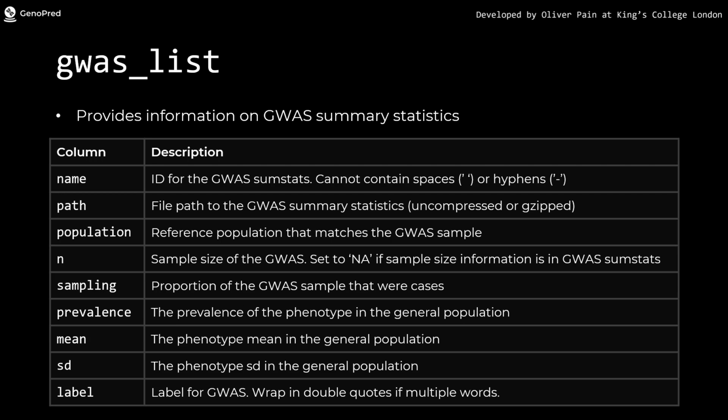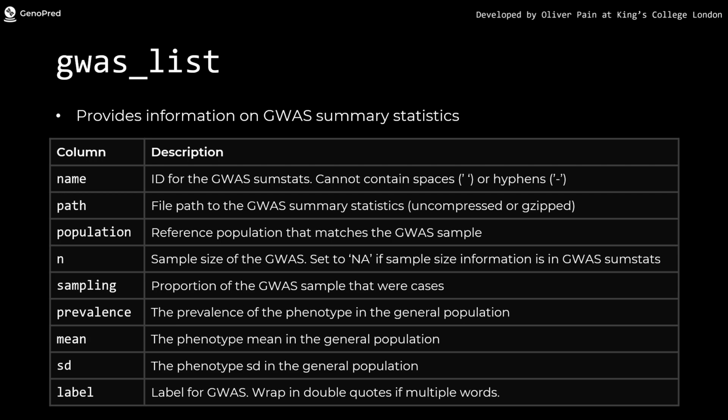Then we have sampling and prevalence, which are used for GWAS of binary outcomes, with sampling indicating the proportion of the GWAS sample with the outcome, and prevalence being the population prevalence of the outcome. These values are used to convert the SNP-based heritability to the liability scale, which is recommended for some polygenic scoring methods.